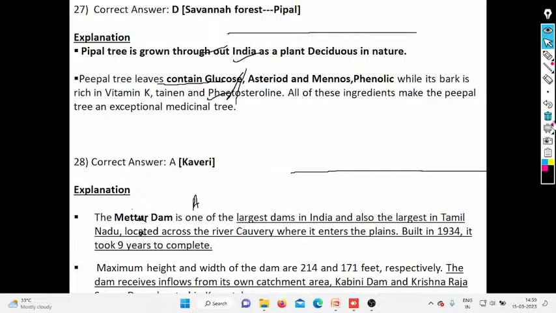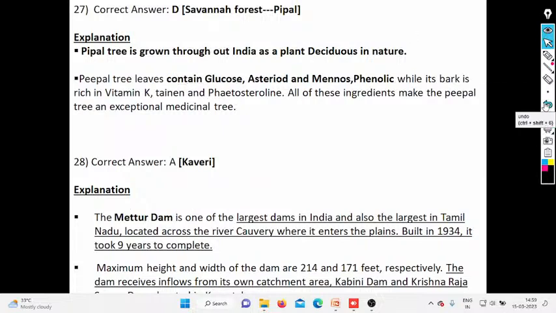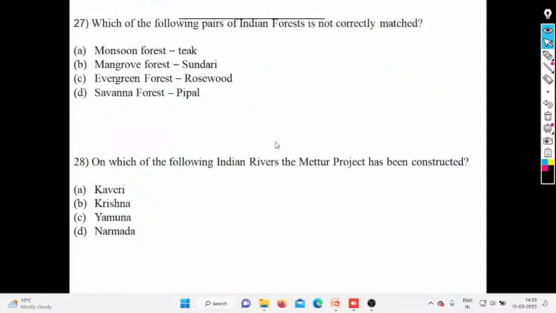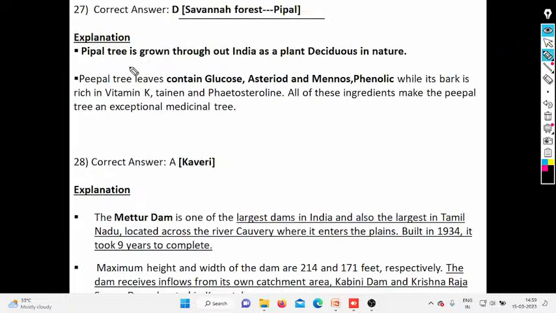Savanna peepal. The peepal tree is grown throughout India as a plant, deciduous in nature. Deciduous means the particular plant species shed their leaves in a particular season. The peepal tree. See, savanna, it is correct.